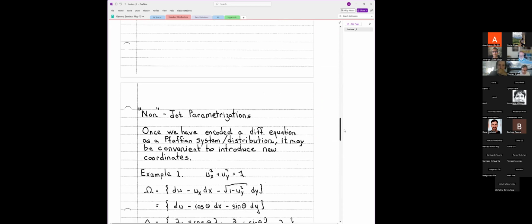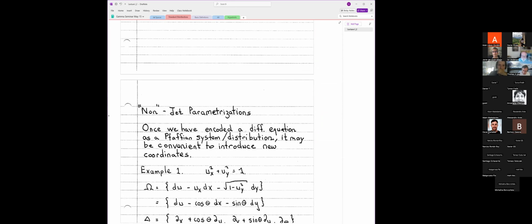Okay, so I want to make one simple remark. This is very important for us computationally. Once we've encoded a differential equation as a Pfaffian system, it may be convenient to introduce new coordinates. Those coordinates might not be adapted to the jet space in any sense at all. They may be simply coordinates that make the form of the equations easier to work with. In particular, I do a lot of computations using Maple or symbolic methods, and when you're doing symbolic methods, you really want to work with rational functions as much as you can. Square roots you can handle, but you can get computational difficulties if you get into non-rational functions.